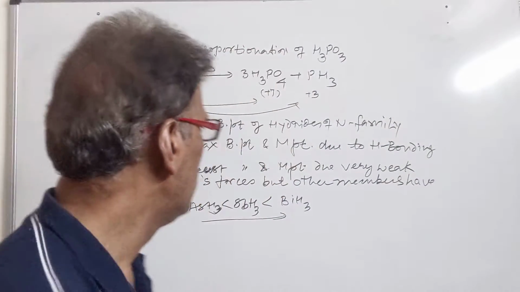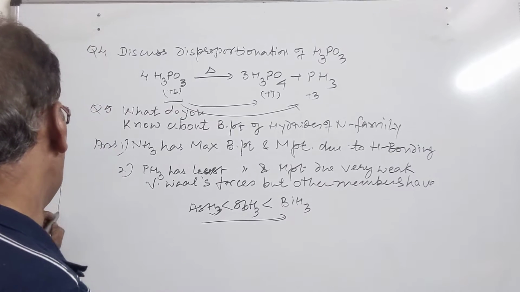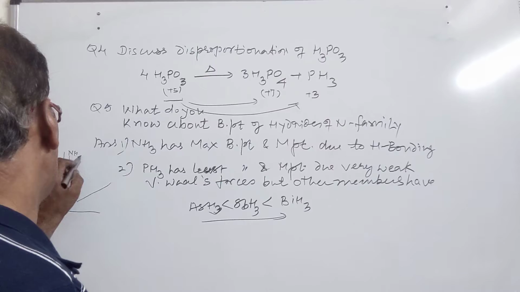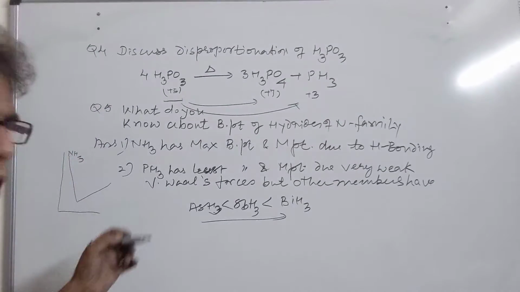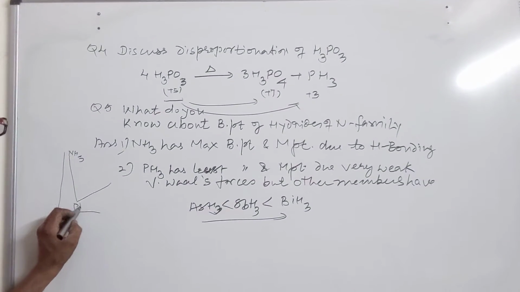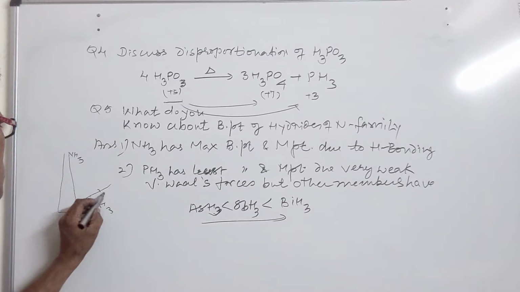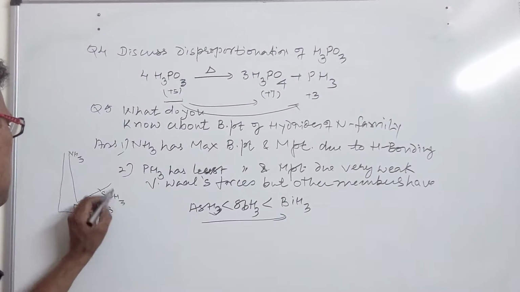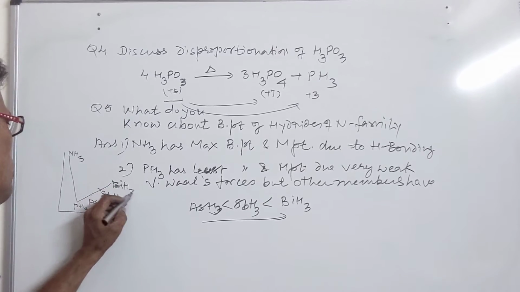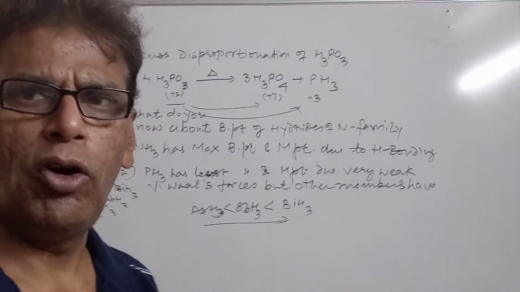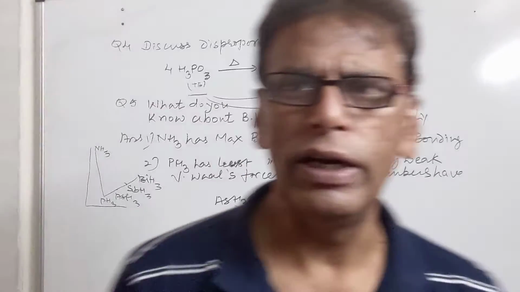If we plot a graph between boiling point, it will be like this. Here you will be having ammonia highest both in case of melting as well as in boiling. Then you have phosphine least, then we have arsine, then we have stibine, and in the last we have bismuthine. This will be the graph for boiling point of the hydrides of nitrogen family.